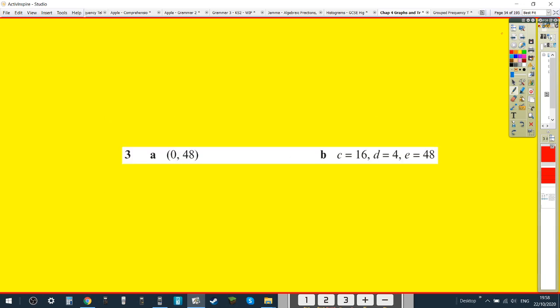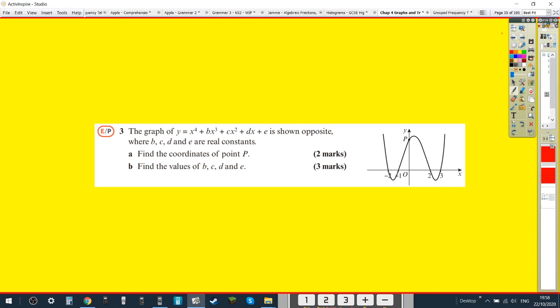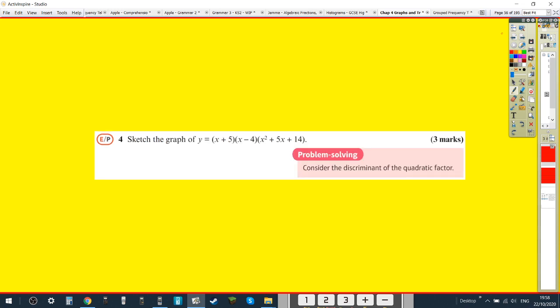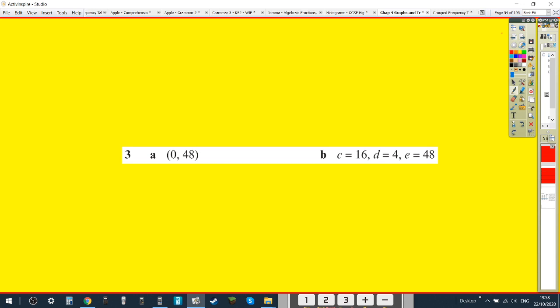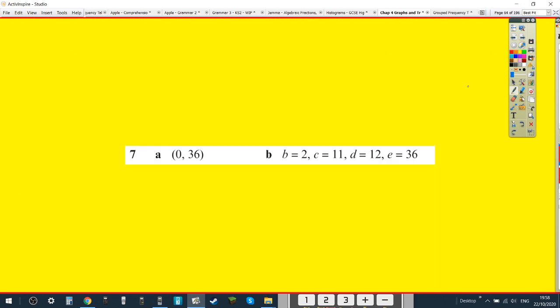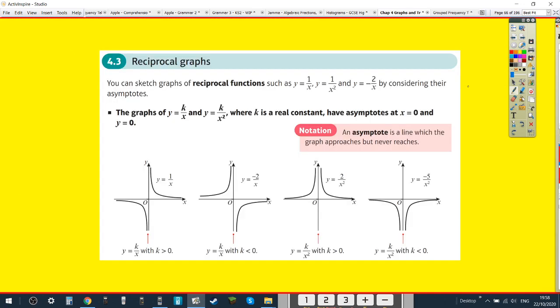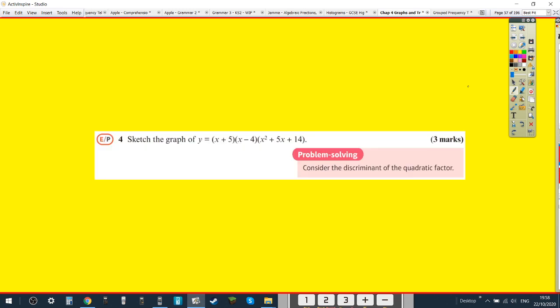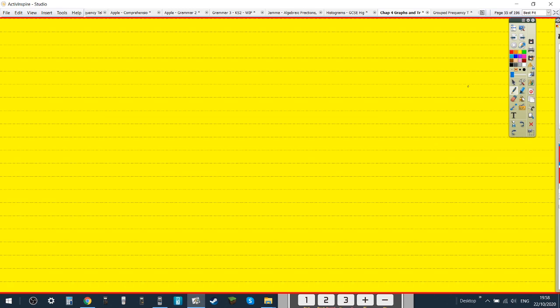So maybe that's worth doing next time. But other than that, what would you give yourself for quartic so far? Tick. So I think you'll probably get through it quickly. So next will be reciprocal graphs. Okay. How was that for you, Adam?